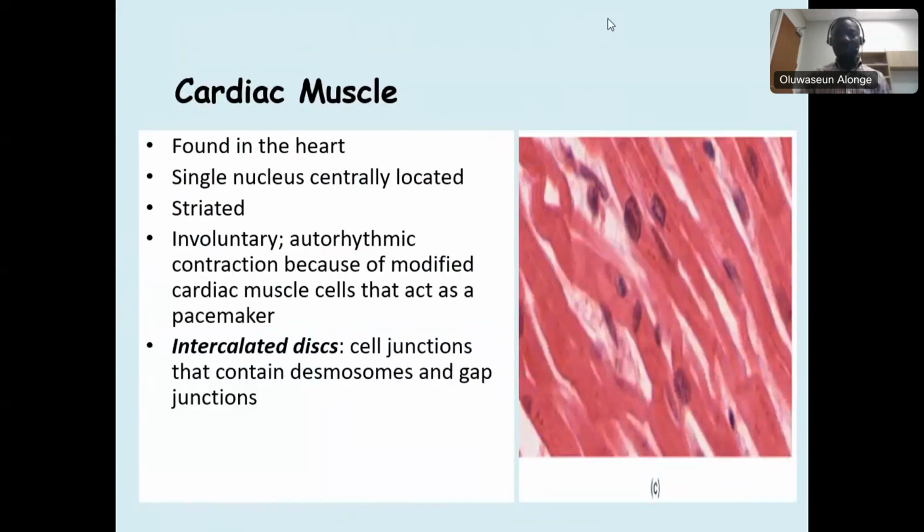Now, for cardiac muscles, you see them around the heart. That is the key thing. Where do you find them? You see them around the heart. All right. They have a single nucleus, unlike the skeletal muscles that have multiple nuclei located on the surface. These cardiac muscles have a single nucleus that is centrally located. And so we also say they are striated. And striation simply means what you can see here is a pattern of arrangement of the contractile proteins, which are actin and myosin. I'll be talking about that later.